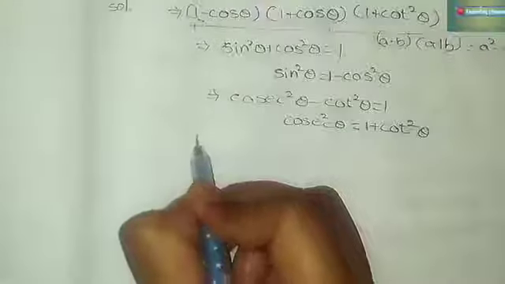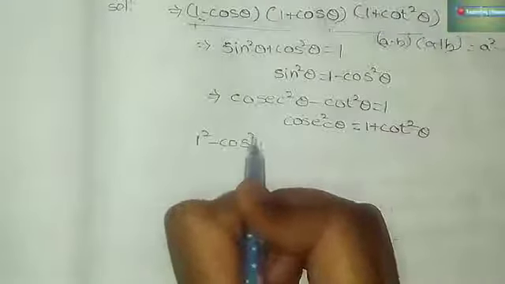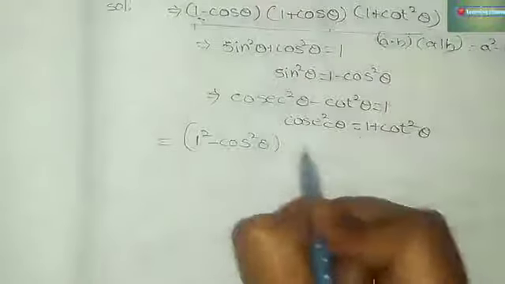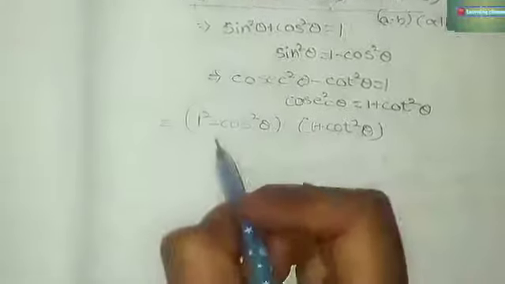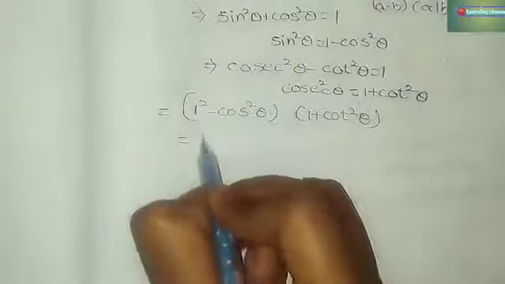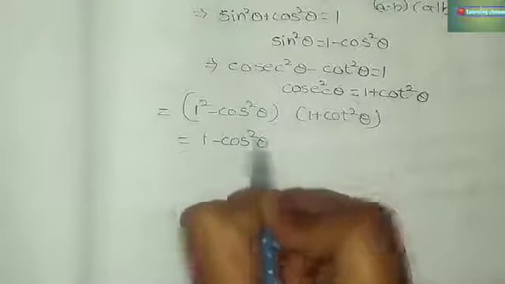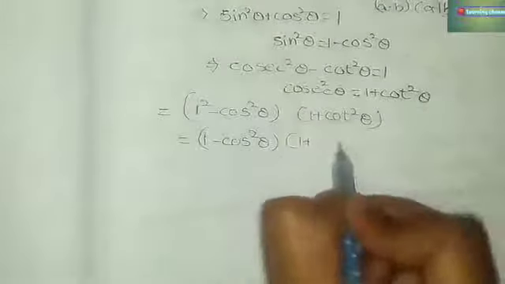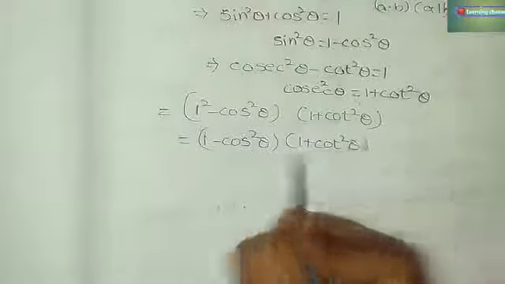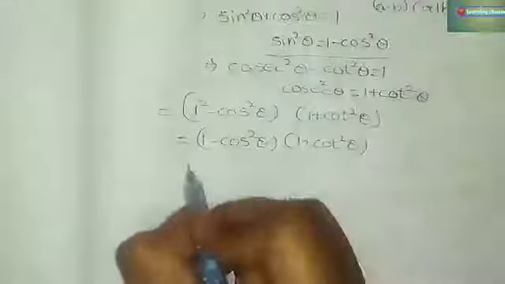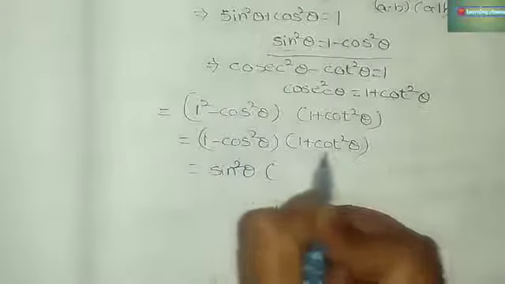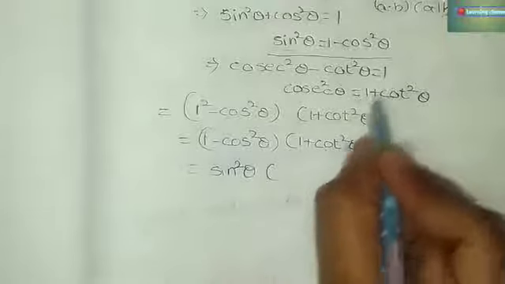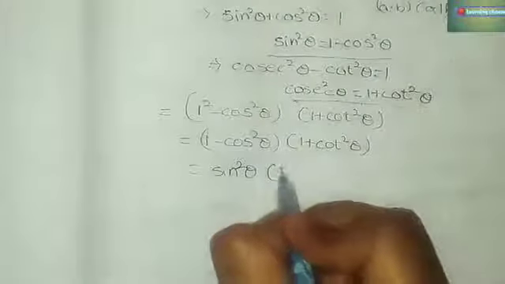1 minus cos square theta into 1 plus cot square theta. 1 minus cos square theta is nothing but sin square theta. So sin square theta into 1 plus cot square theta, which is nothing but cosecant square theta. Sin square theta into cosecant square theta, cosecant square theta is nothing but 1 by sin square theta. So the answer is 1.